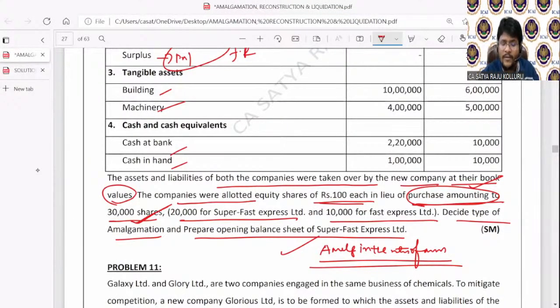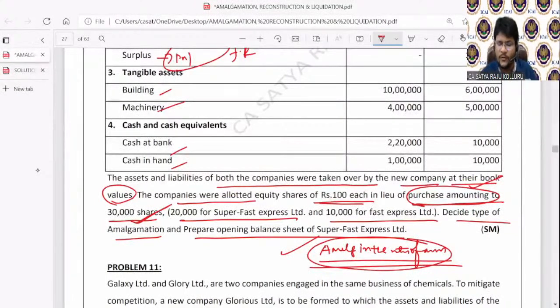But if the problem is asked in this way, sir, decide the type of amalgamation from your side, then only you can apply the provisions of AS 14. Then on such basis, you can decide the amalgamation. But in the examination, most of the times they will not confuse you at all. So they will tell the method of amalgamation. Accordingly, you need to adopt the accounting treatment. So here, this is amalgamation in the nature of merger.